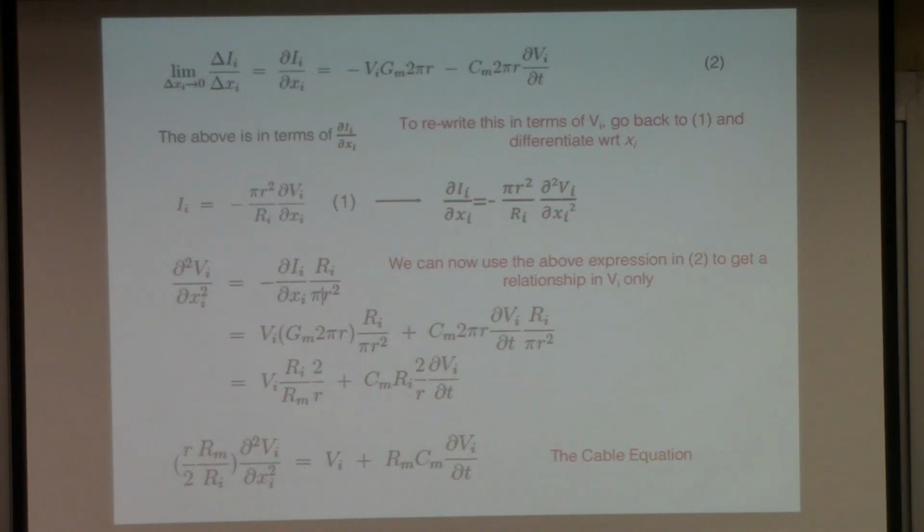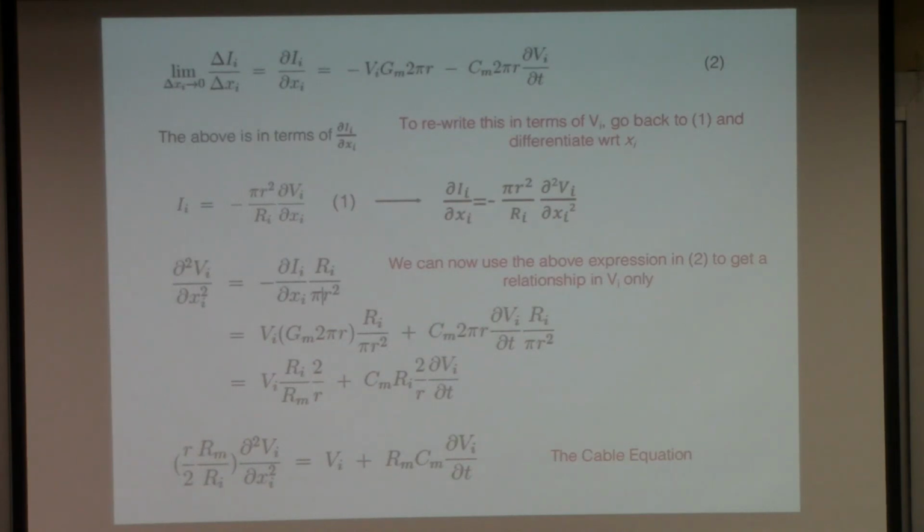If we make this substitution, then on the left-hand side we'll have the second spatial derivative of voltage, and we go through all the algebra. We find that the second spatial derivative of voltage must equal this term. So there's equality here, and we have this relationship. If we multiply both sides by the inverse of this term, this coefficient multiplying the second derivative must equal voltage plus this constant of proportionality times dV/dt. That's the cable equation. It's just in a different form than I showed you originally.